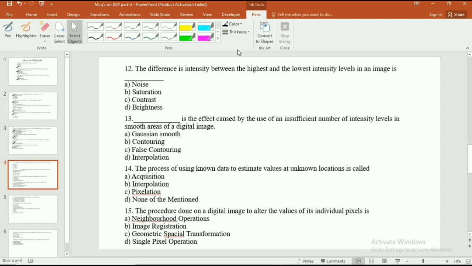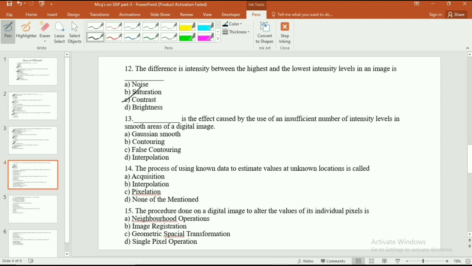The 12th question: the difference in intensity between the highest and the lowest intensity levels in an image is dash. Options: option number A noise, option number B saturation, option number C contrast, and option number D brightness. And the answer is option number C, contrast.